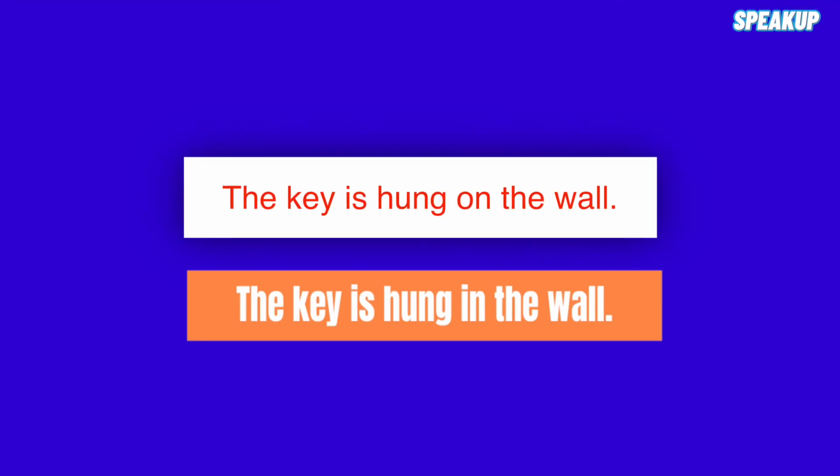Look, the keys hang on the wall. No, the keys hang in the wall. Well, which one is correct actually? On or in? Let's see the structure of on and in, then we can know about it.